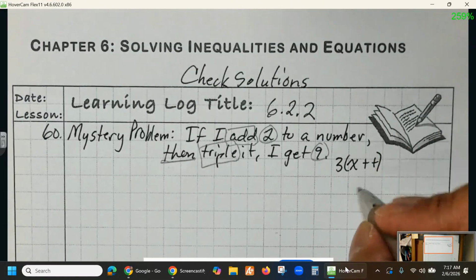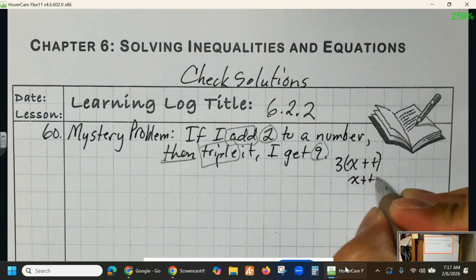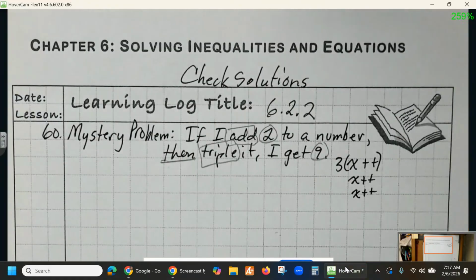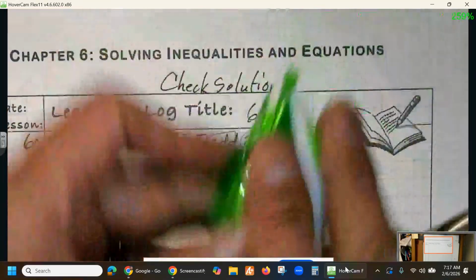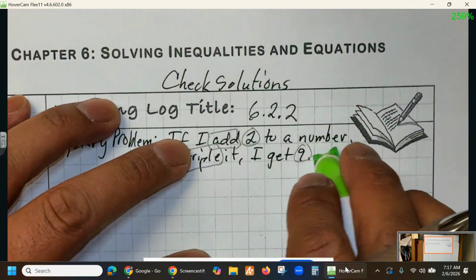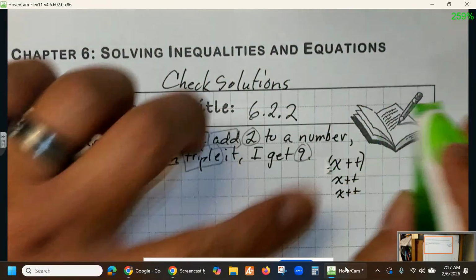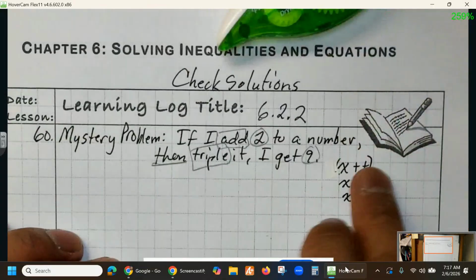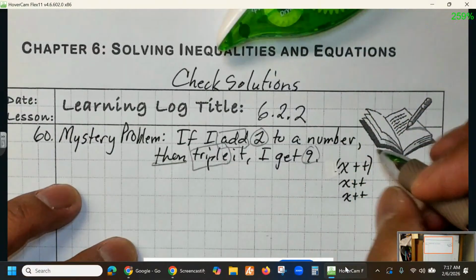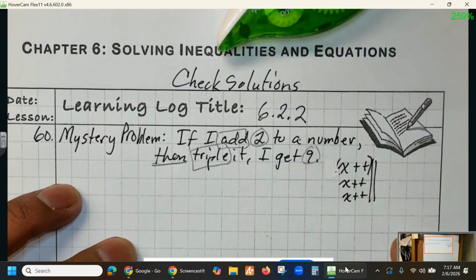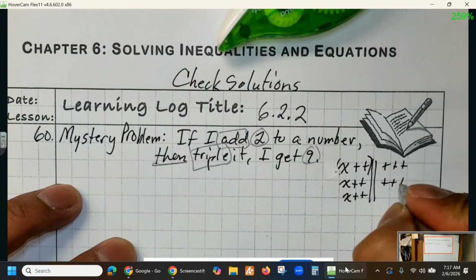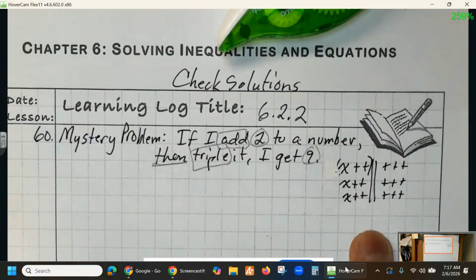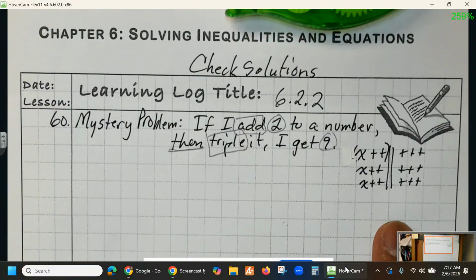Now what that looks like is basically just I have this and this. So I triple it. Okay, so we don't really need that 3 anymore. So let's take that 3 out. Okay, so I have a number, add 2 to it, and triple it. Now, I get means equals. Here's the 9.